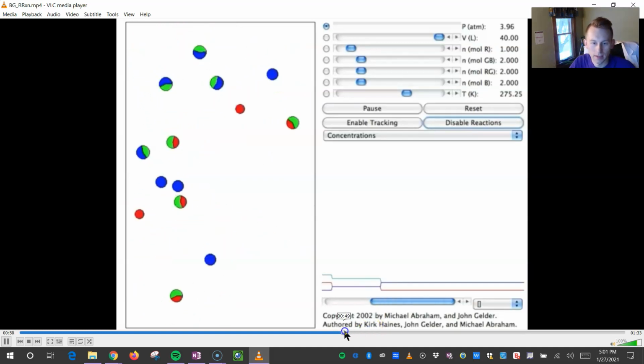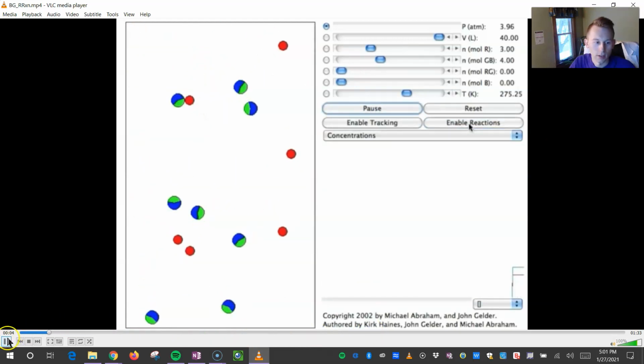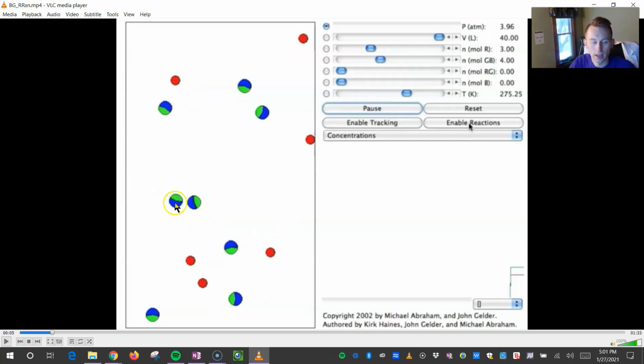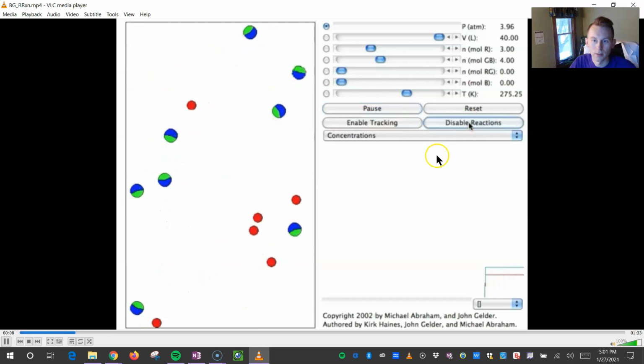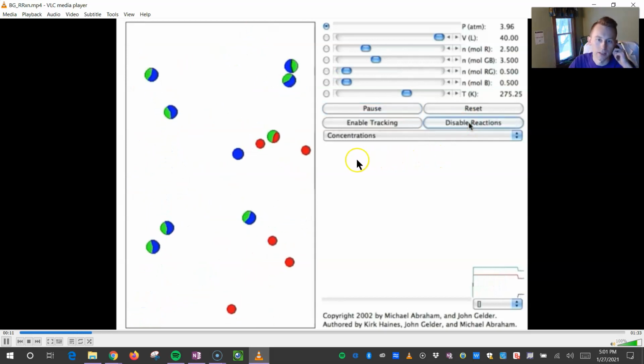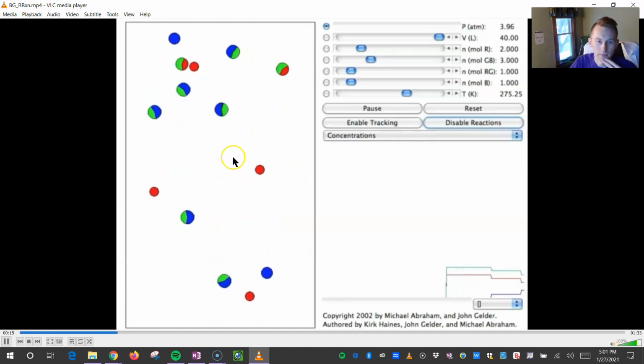So if I rewind this, go back to the beginning, you'll notice that the initial conditions are such that we have the red and blue stuck together, and we have the blue and green stuck together, and then the red just by itself. And then when they say enable reactions, wait for it, there. Now the reaction can start taking place, and you notice immediately in this general area a reaction occurred.